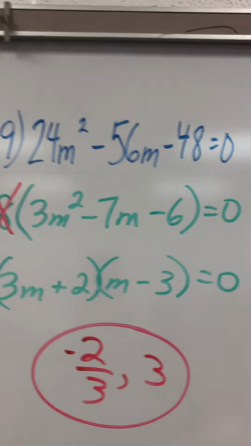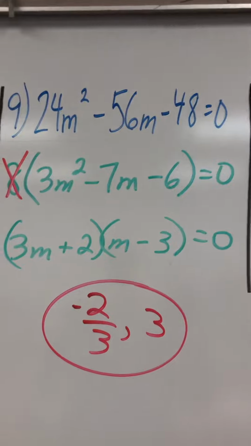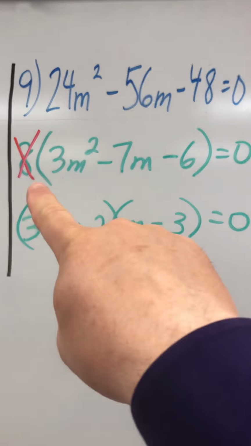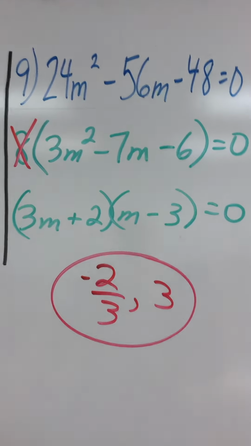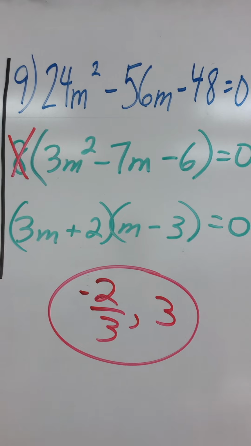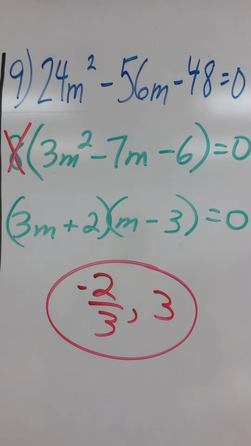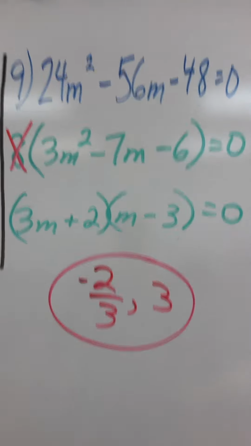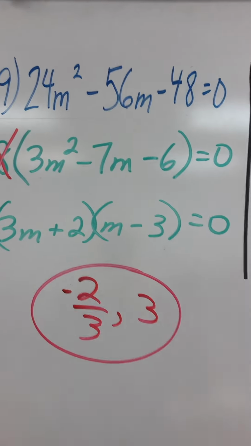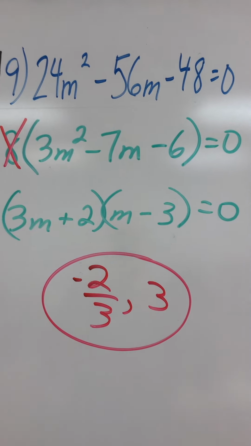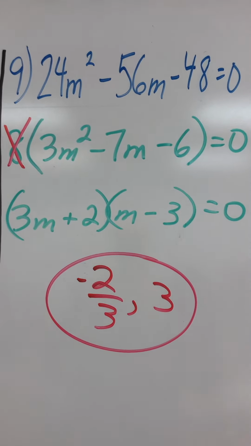Over here, now they have something common to all 3 terms. What's common to all 3 terms is an 8. You factor that out, and that becomes part of your garbage answer, so you don't need it. So you've got 3m squared minus 7m minus 6 equals 0, and that factors to (3m plus 2) times (m minus 3). So your answer is negative 2/3 and positive 3.